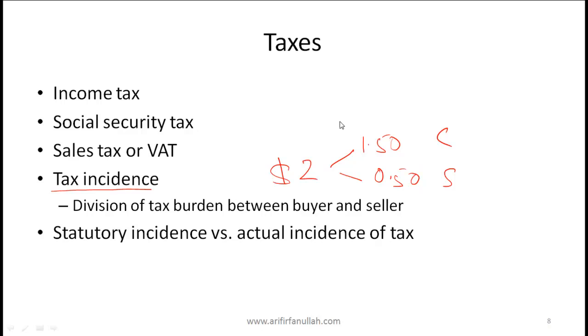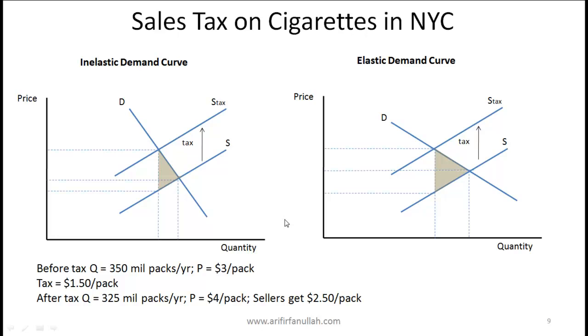Statutory incidence refers to who is legally obliged or required to pay the taxes, and actual incidence means who is actually going to pay the taxes. And you will understand this distinction in the next slide. So let's look at the tax on cigarettes in New York City. This is an example of a sales tax that is imposed on suppliers.